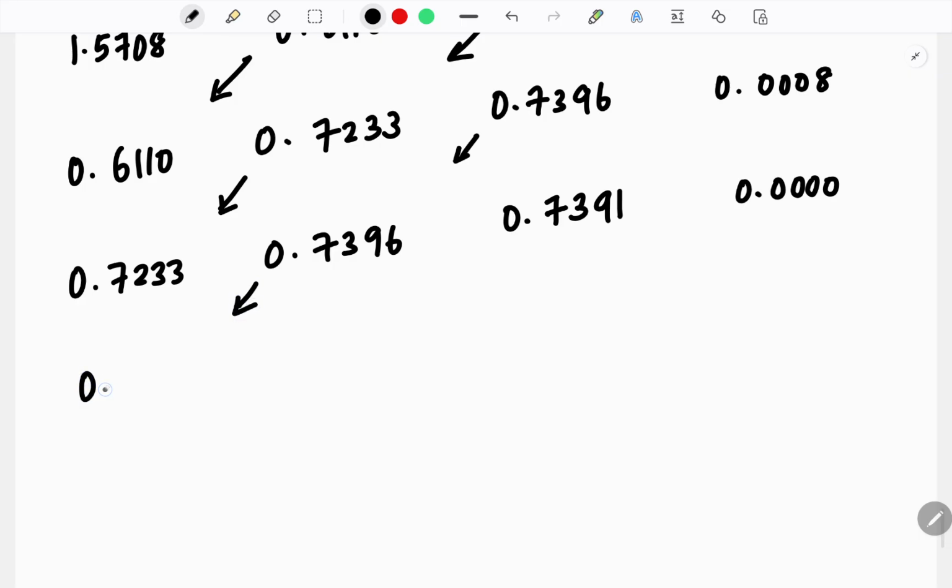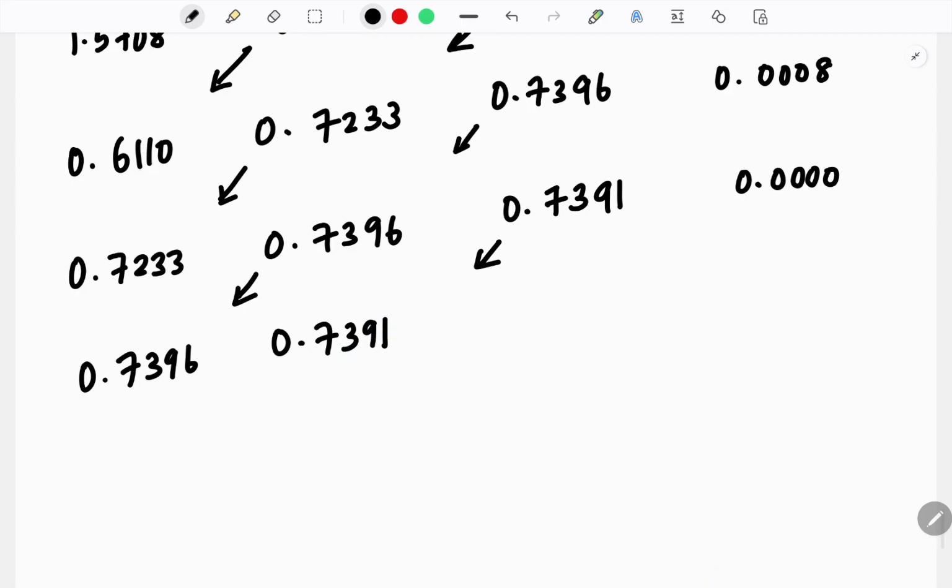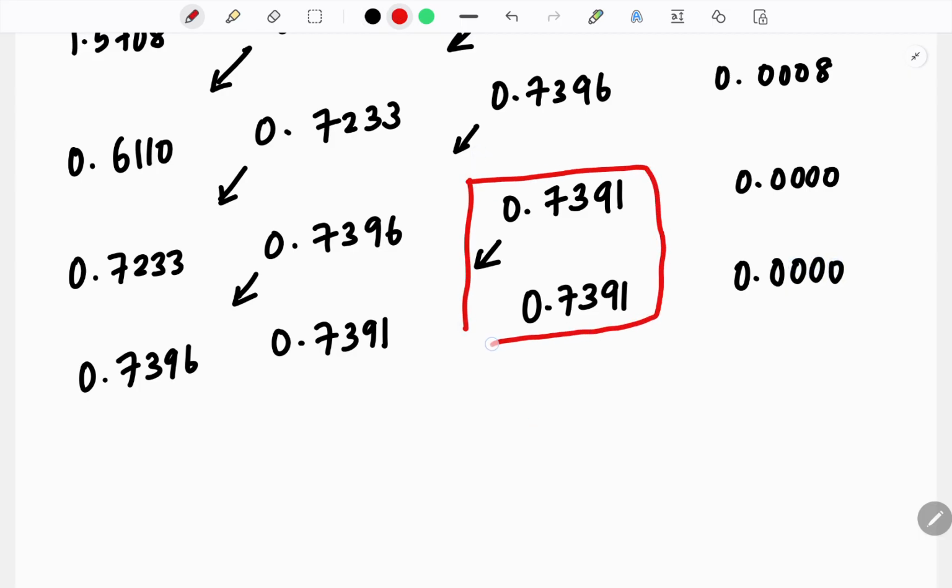Next step, take 0.7396 and 0.7391. Now you press calc, everybody. 0.7396, press equal. 0.7391, press equal. I get 0.7391. Again, press equal. I'm getting 0.000. So the two values are going to be identical, or you can say same.